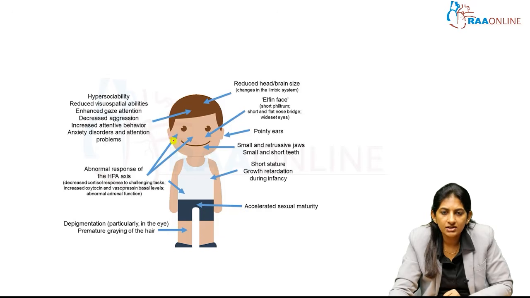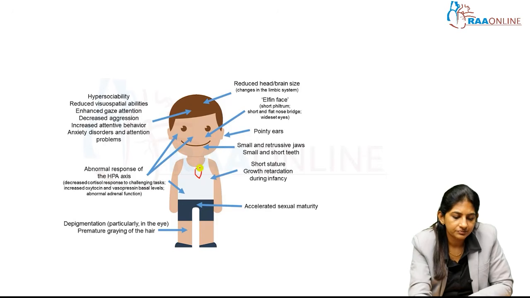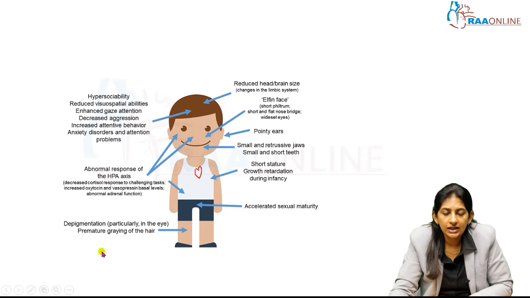So overall short stature, IUGR children, and the two most important things are: do not forget about the cardiovascular issues that these children face, and the endocrine issues, which are precocious puberty, hypoparathyroidism, and hypercalcemia. There can also be some depigmentation and premature graying of the hair.